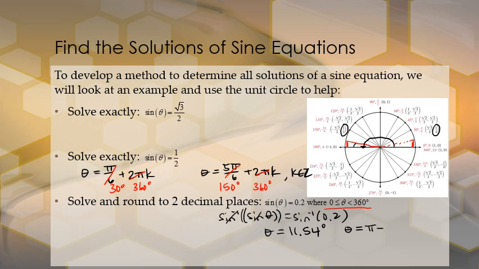So pi minus my 11.54 degrees is equal to how much? Well, it's around 180 degrees minus 11.54 degrees. I get 168.46 degrees as my answer. And those two are my final answers because of the limitation on theta. I don't have to worry about multiples of 2 pi or 360 degrees k.